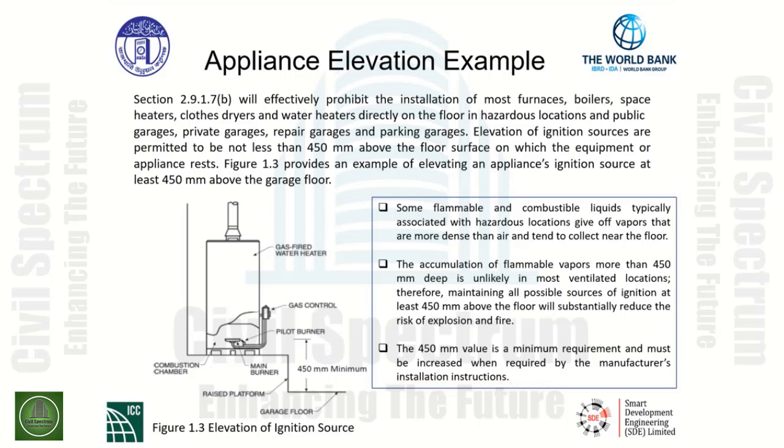Therefore, maintaining all possible sources of ignition at least 450 millimeters above the floor will substantially reduce the risk of explosion and fire. Lastly, the 450 millimeter value is a minimum requirement and must be increased when required by the manufacturer's installation instructions.